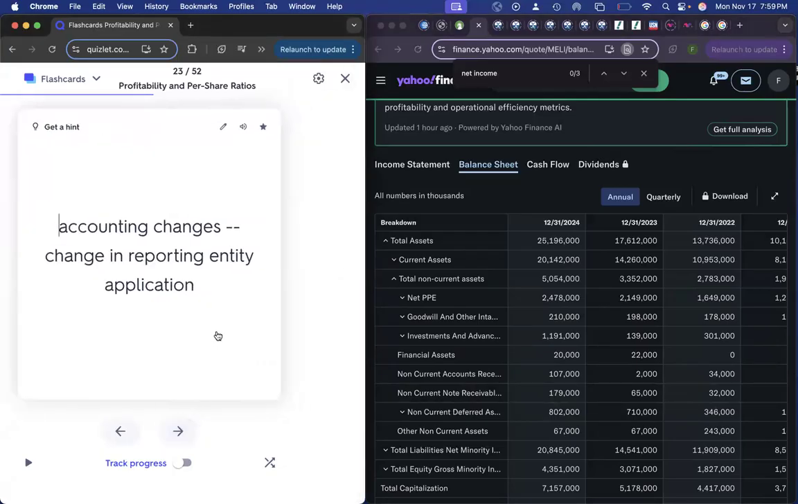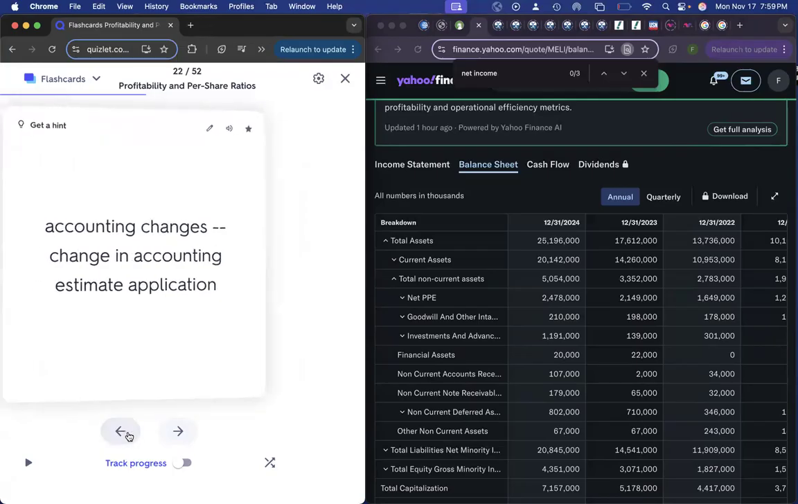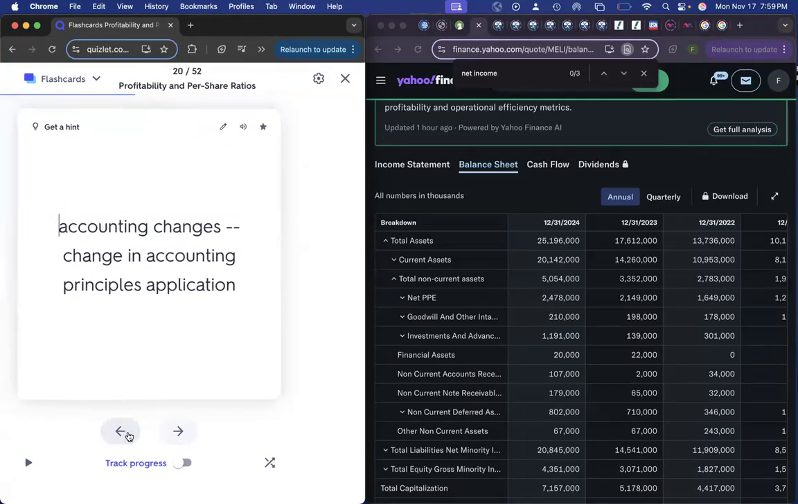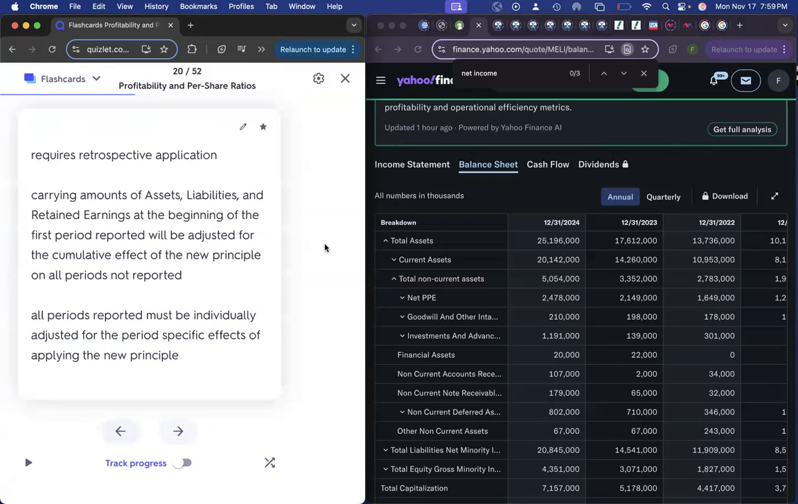The third type of accounting change is change in reporting entity application, and that requires a retrospective application to interim and annual statements. So if we come back here, retrospective application, we change the carrying amounts of assets, liabilities, and retained earnings at the beginning of the first period reported and at interim and at year end for everything.